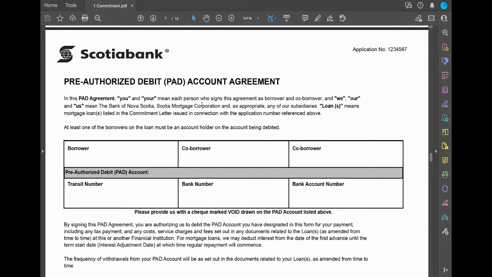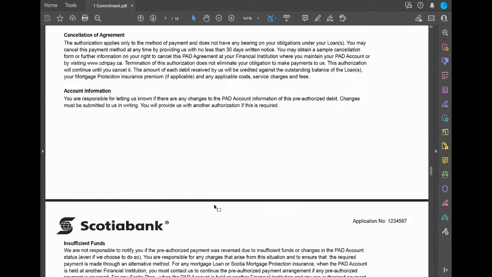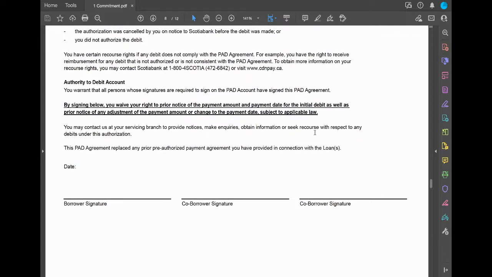Next, we have our pre-authorized debit plan. This is the account in which you would like the bank to take mortgage payments out of. All borrowers on the mortgage must sign the PAD, even if the void cheque or PAD account is only in one party's name. And you will be signing at the bottom here.